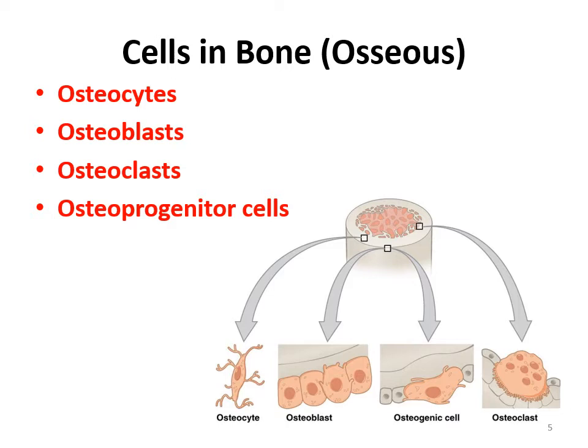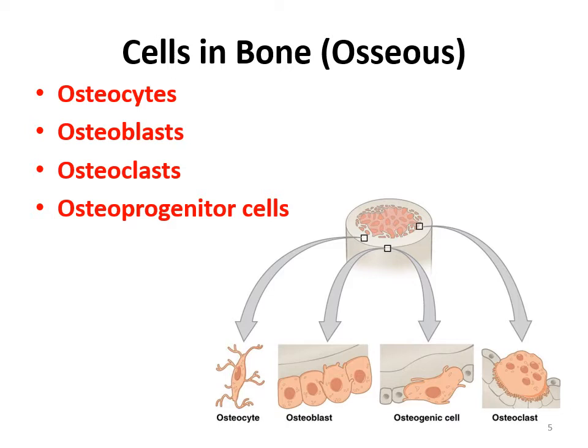You also have osteoblasts, and I want you to circle the B of osteoblasts and think build, because osteoblasts synthesize new bone matrix. They are bone-forming cells. So osteoblasts build bone, okay?